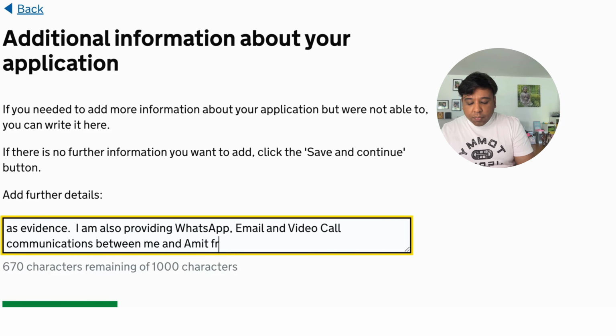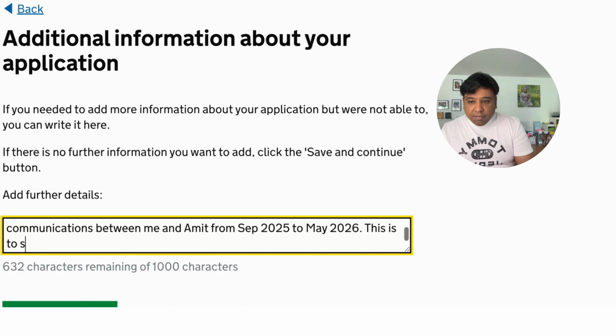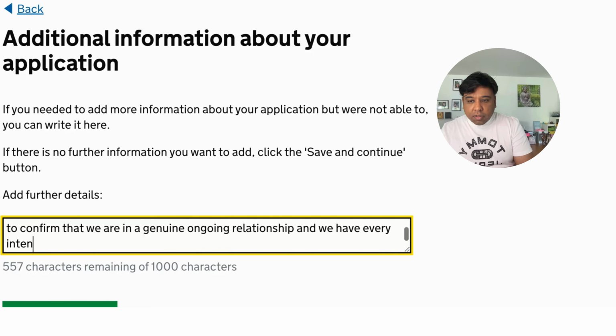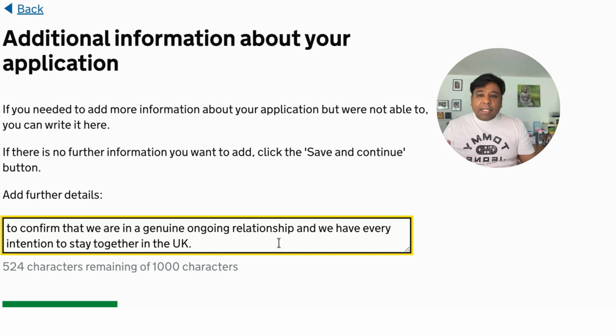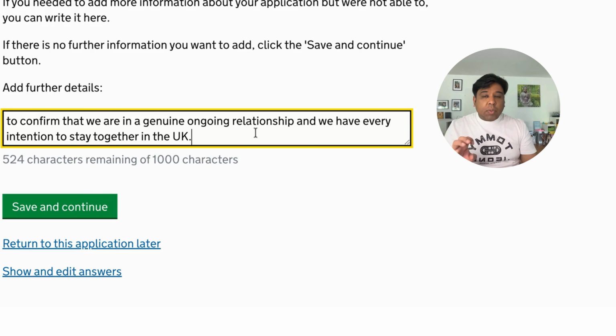from September 2025 to, say, January, or till here, right? So, for example, May 2026. This is to confirm that there's a genuine ongoing relationship, and we have every intention to stay together in the UK. Something like this, because what you're trying to tell them is that you are in a genuine ongoing relationship.